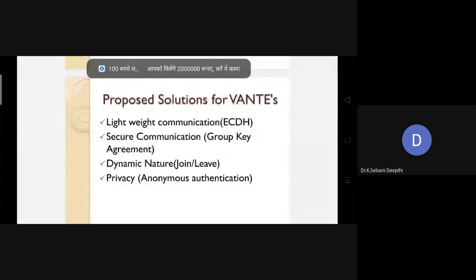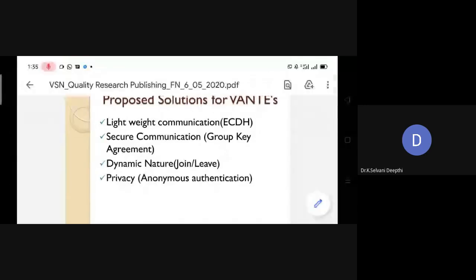What are the problems you are having in VANETs? If there is communication between vehicles in VANETs, you can solve the above problems. So we have to propose a solution, that is called the proposed method.